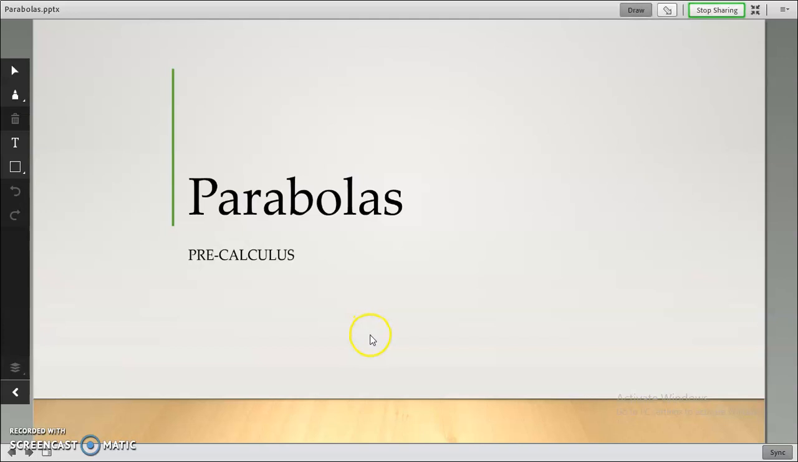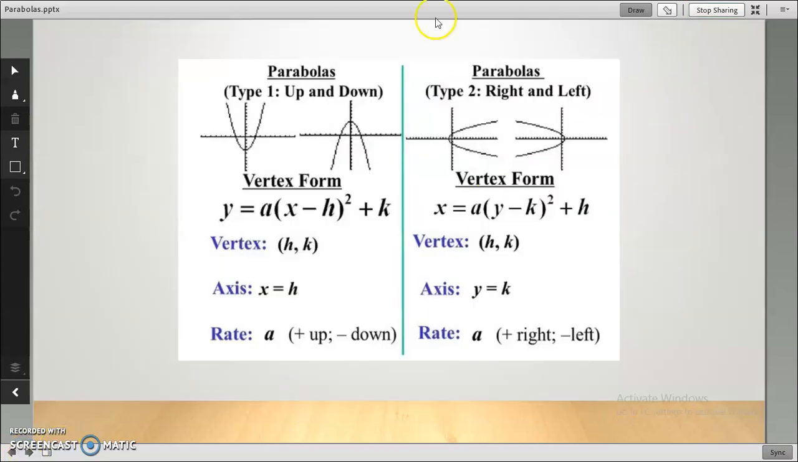Hello, today we'll look at examples for parabolas. Alright, so here is some basic information on parabolas.